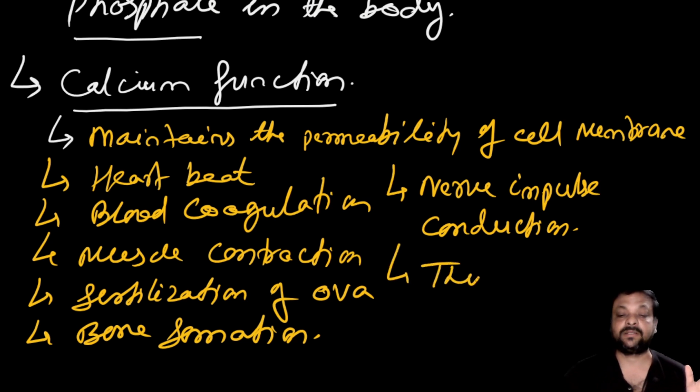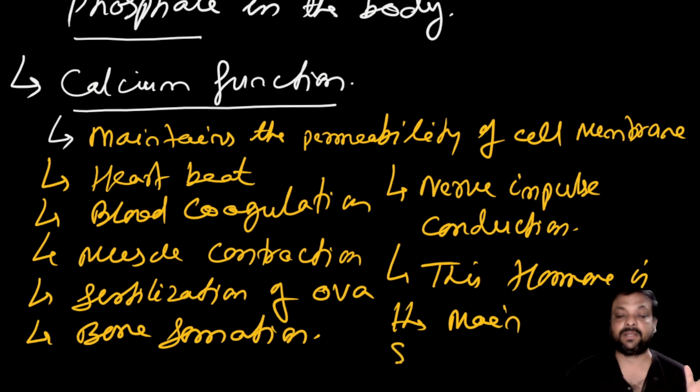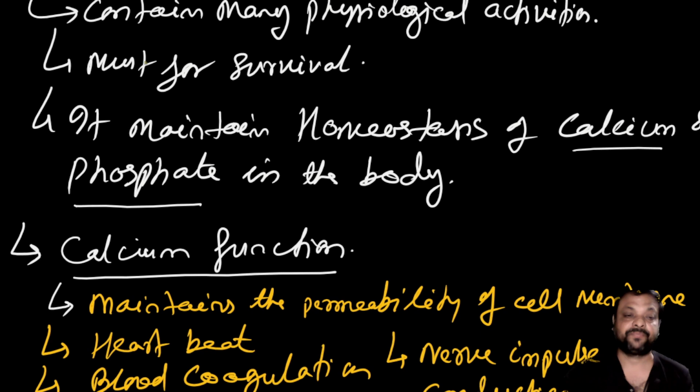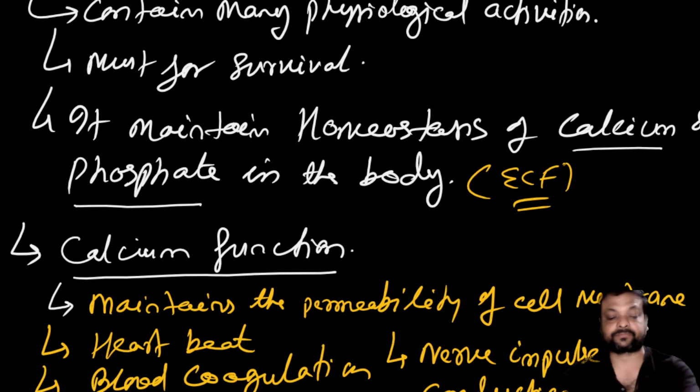So this hormone is the main survival hormone. Got it? Clear? So we know that this hormone maintains homeostasis in the body's ECF, the extracellular fluid. It maintains the proper balance of calcium and phosphate, and this equilibrium of calcium and phosphate in the ECF is called homeostasis. Got it?